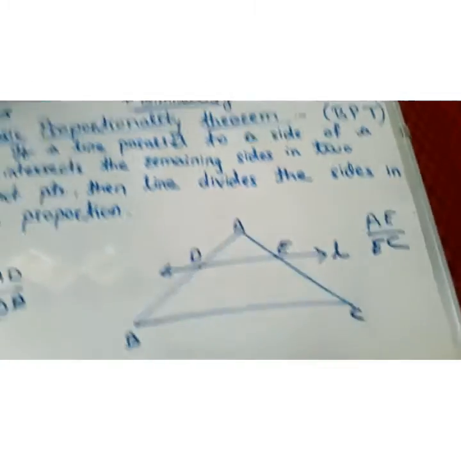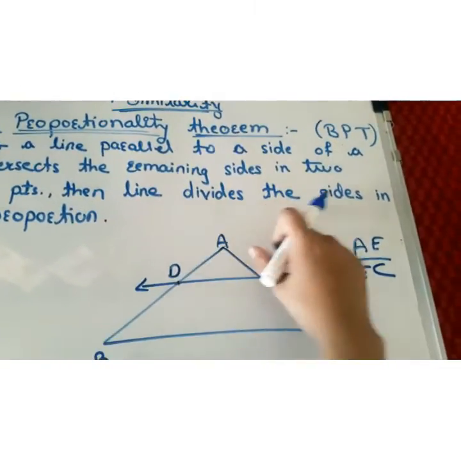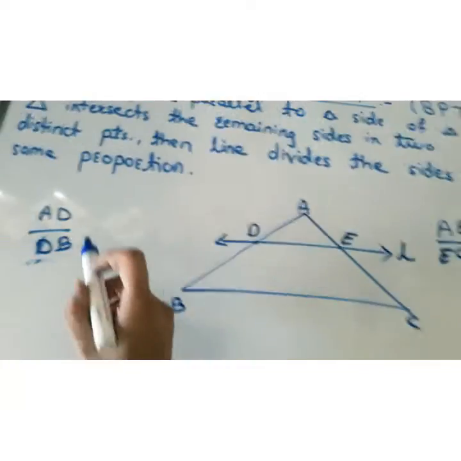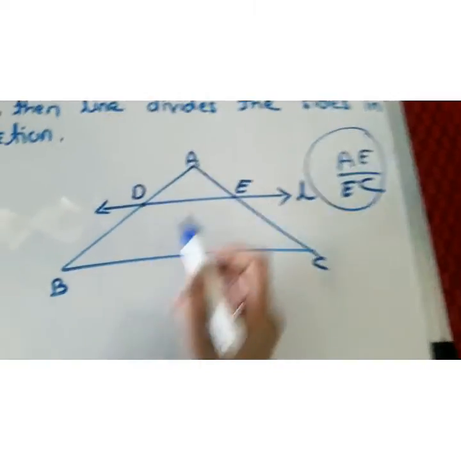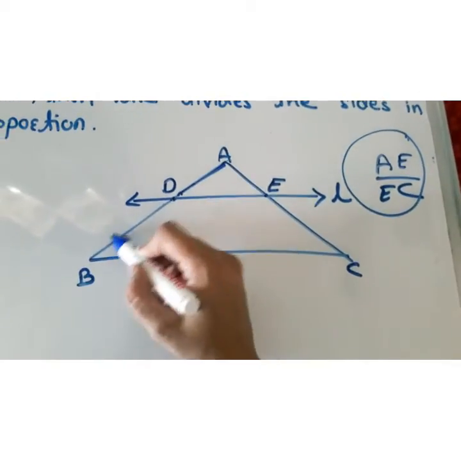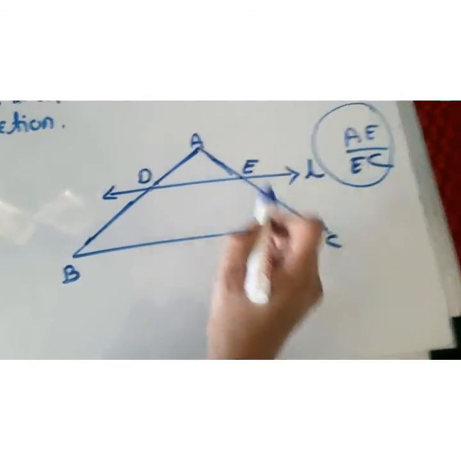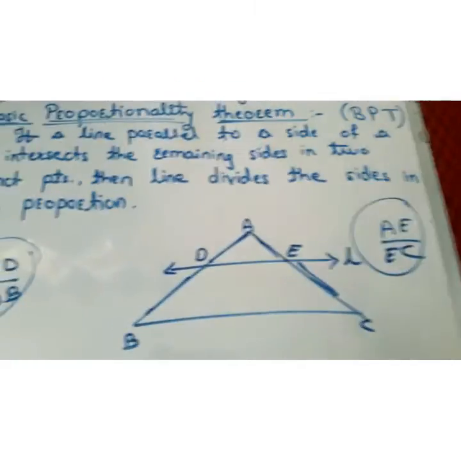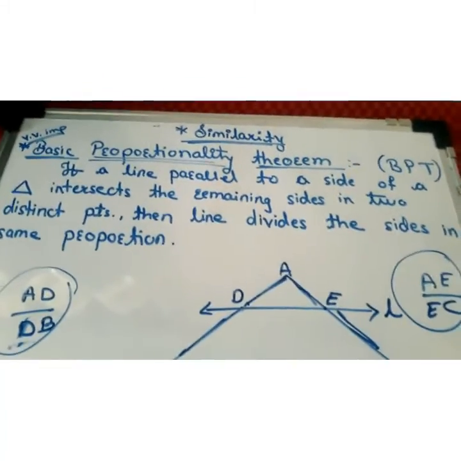Now, what do we have to prove? We have to prove that the line divides the sides in the same proportion. That means this AD upon DB is the same as this AE upon EC. That is, this ratio is the same as this ratio. This is the simple statement of this theorem. So I have understood this.